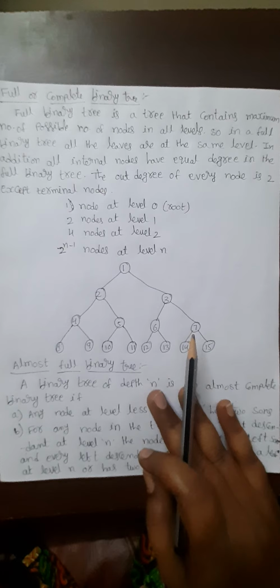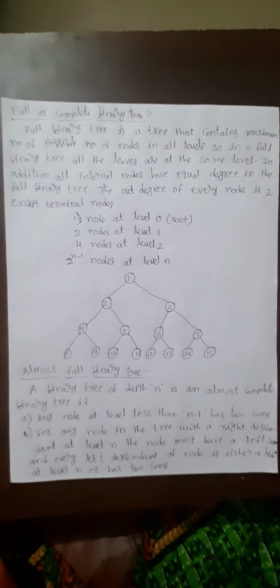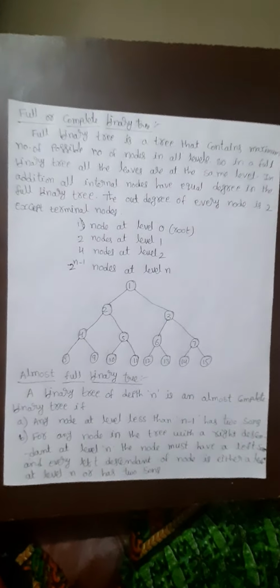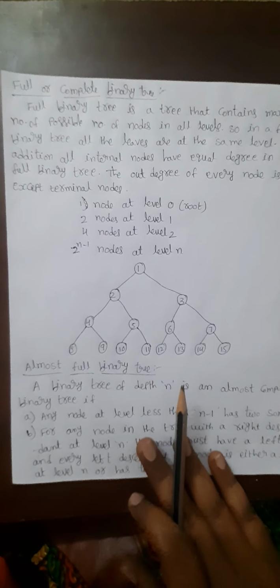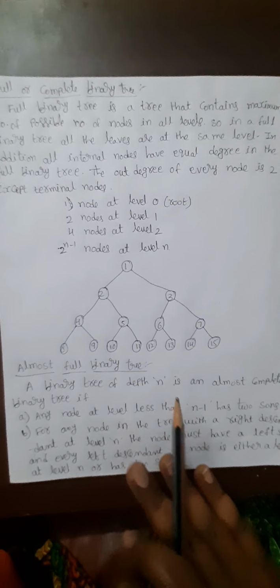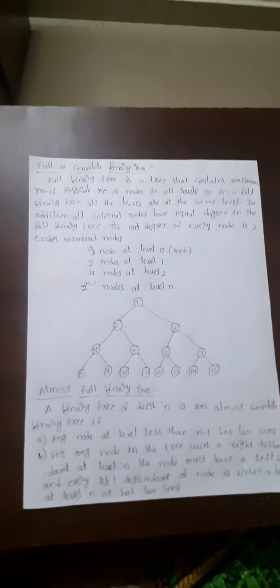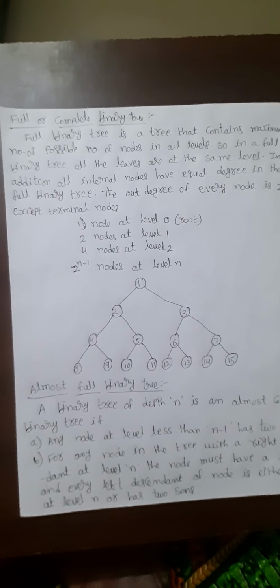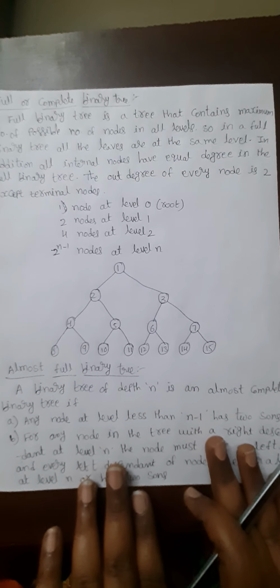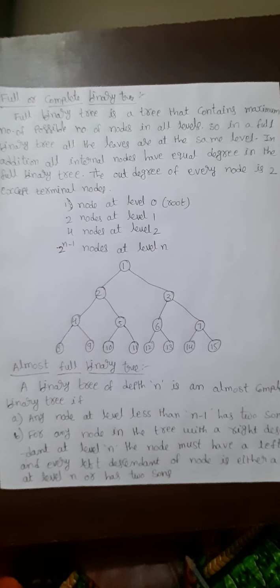And see this, what is meant by a full or complete binary tree? A full binary tree is a tree that contains the maximum possible number of nodes in all levels. So in a full binary tree, all the leaves are at the same level. In addition, all internal nodes have equal degree, and the out degree of every node is 2 except the terminal nodes.